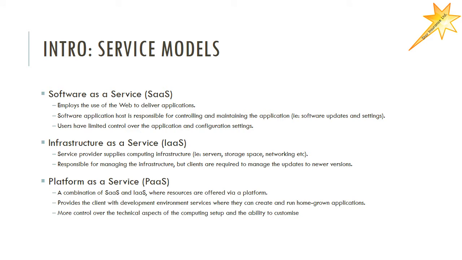The 3 service models of cloud are, firstly, software as a service. It utilizes the web to deliver applications. It is provided by a third party who supervises everything from applications, data servers, storage, and networking. SaaS makes it easy for enterprises to maintain their systems as most of the data is managed by the third-party vendor. Second, infrastructure as a service, where service providers supply computing infrastructure such as storage space, networking, and they are responsible for managing the infrastructure. However, clients have to manage the updates to newer versions as and when available.